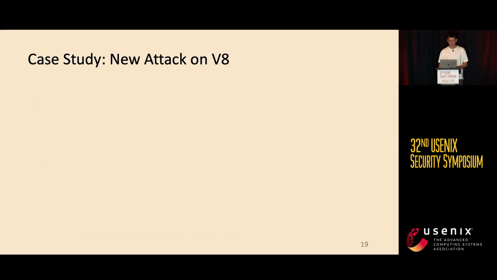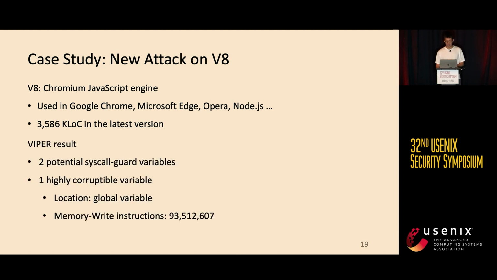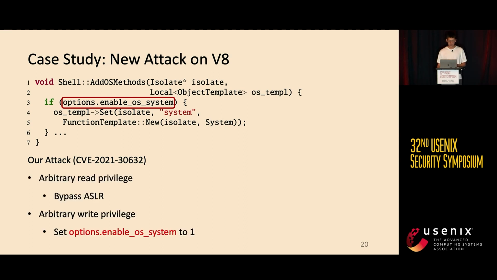Here is an end-to-end attack on V8. V8 is a widely used JavaScript engine and contains more than 3 million lines of code. VIPER confirms one highly probable variable in V8, which is a global variable with a large number of memory write instructions in its lifespan. The variable is called enable OS system, and only when the value is not 0, V8 can call the library function system. We use an old CVE to bypass ASLR and set the enable OS system to 1, so the attackers can call system to execute arbitrary commands.